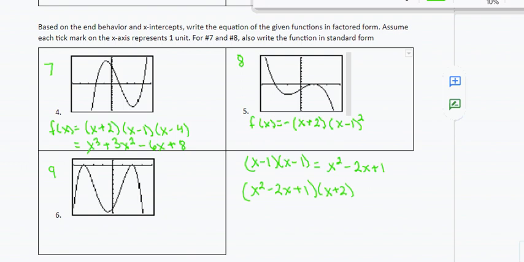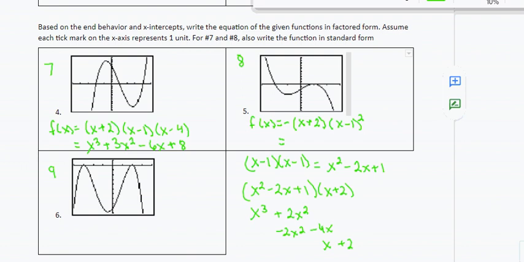So again, this is going to give us x cubed plus 2x squared. Now we have negative 2x squared minus 4x, and then x plus 2.